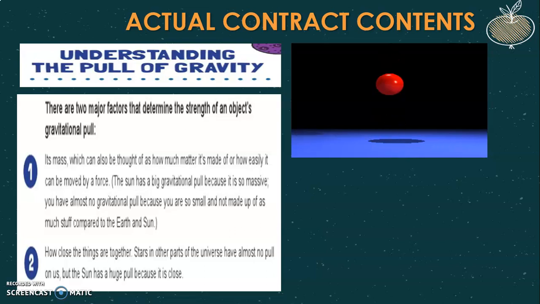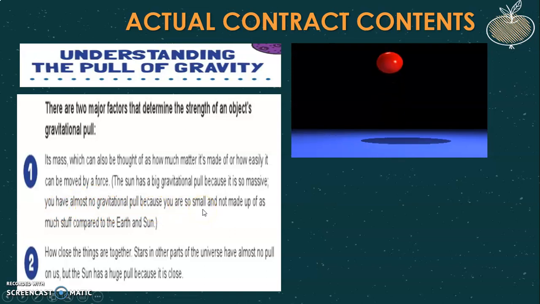There are two major factors that determine the strength of an object's gravitational pull. Frida, good morning. Can you read the first one, please? Its mass, which can also be thought as how much matter it's made of or how easily it can be moved by a force. The sun has a big gravitational pull because it's so massive. What is massive? Enormous.